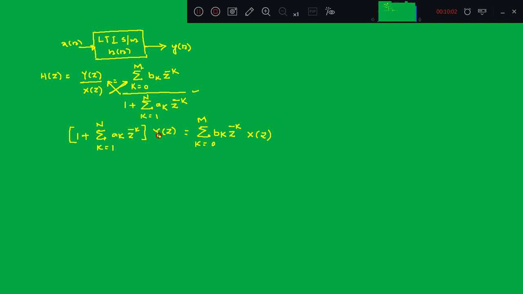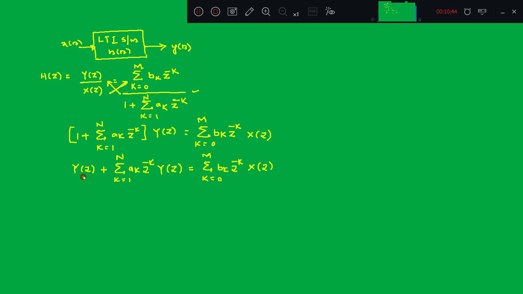So what I will do now is multiply this Y of z with the inner terms. So here I will get Y of z plus summation k is equal to 1 to N, ak z raised to minus k, multiplied by Y of z, which is equal to, keeping the right hand part of this equation as it is, summation k is equal to 0 to M, bk z raised to minus k into X of z, right?